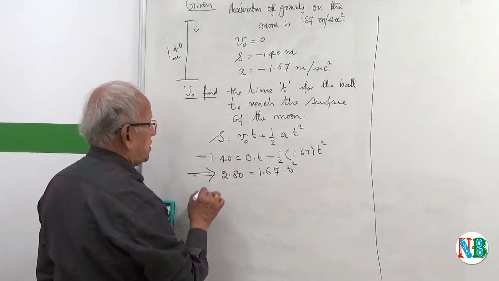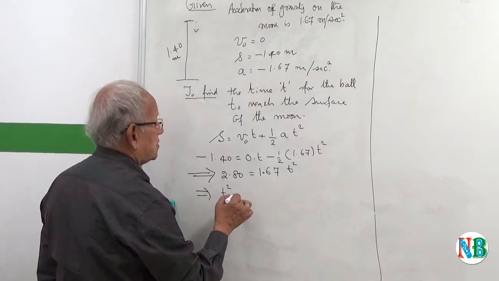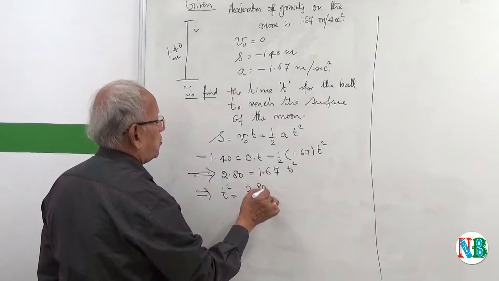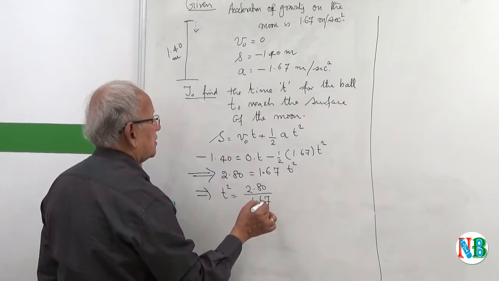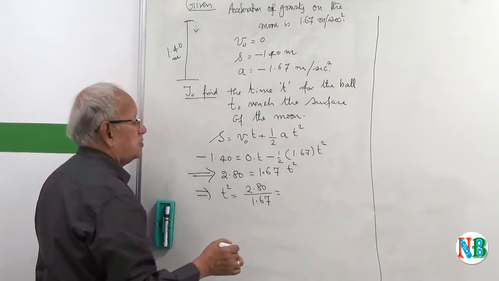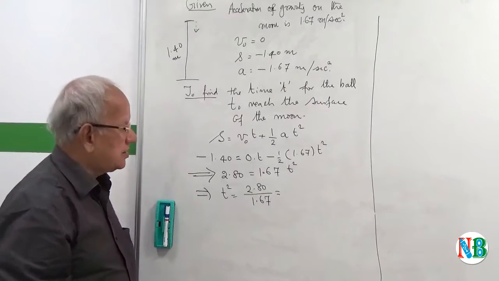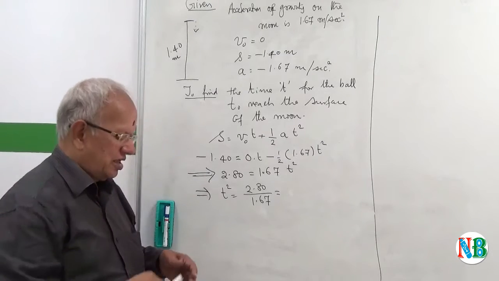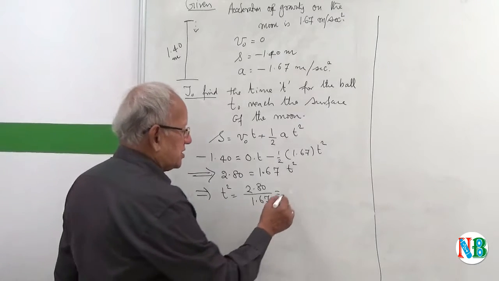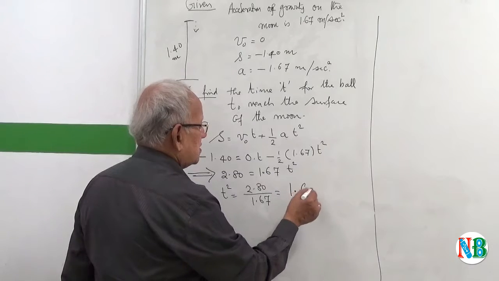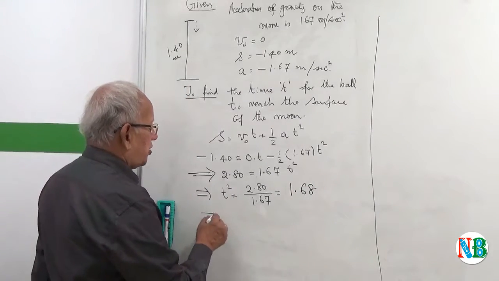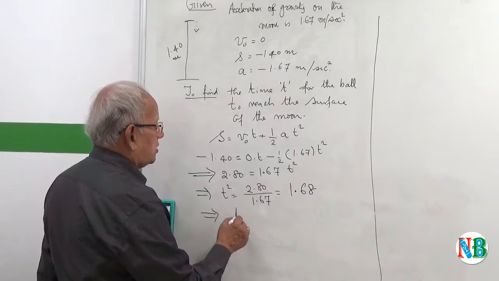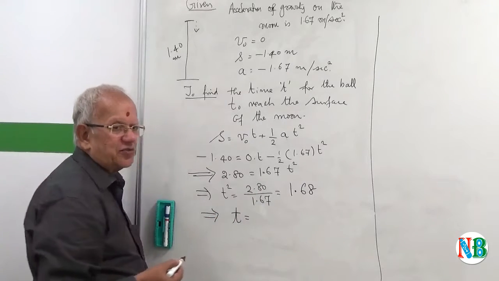So this gives me t square equals 2.80 by 1.67. When you calculate, up to 2 decimal places, it is 1.68. Right? And then the square root. This gives t equals the square root of this.